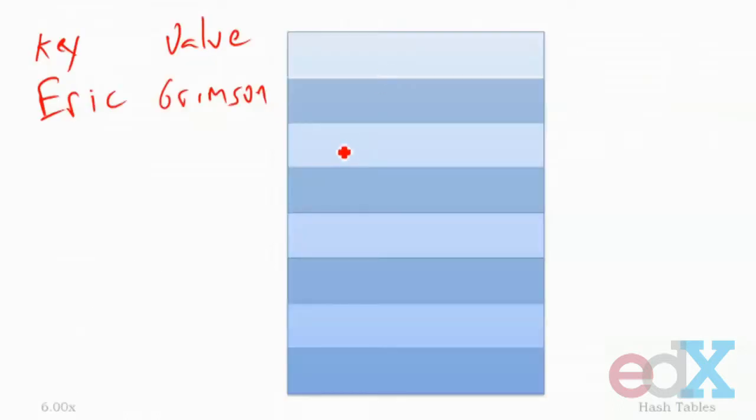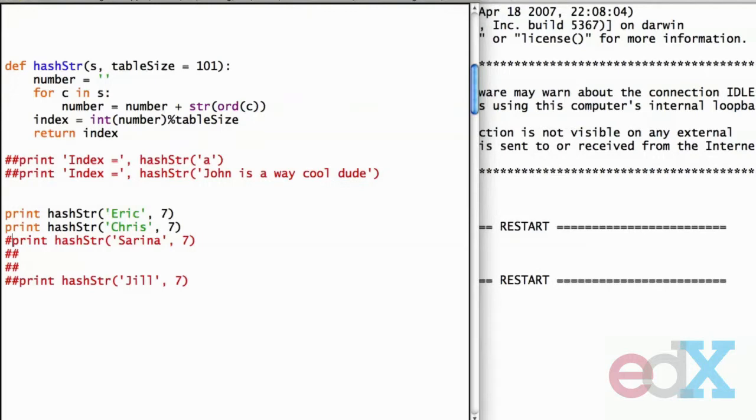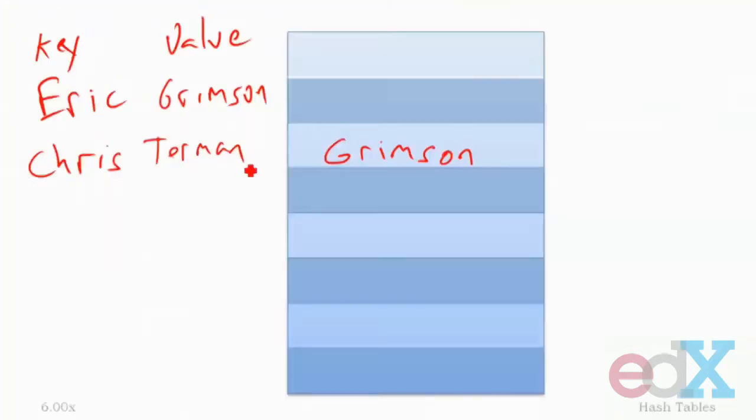So 0, 1, 2, we'll put Grimson here, because when we next look up the key Eric, we'll hash it again, we'll get 2, we'll look it up and say, oh, the value is Grimson. Well, let's look at Chris Terman. We'll hash Chris, and while we're at it, we'll hash Serena. Chris will get put at index 3, and Serena will get put at index 5.